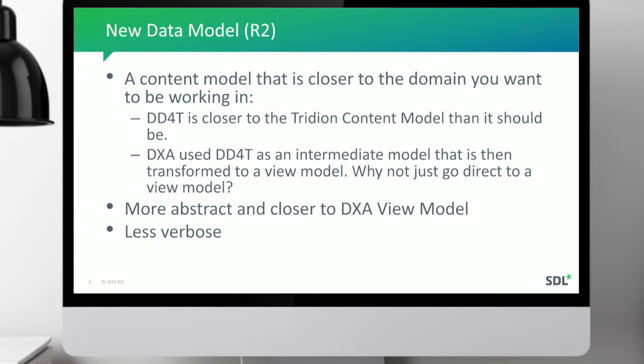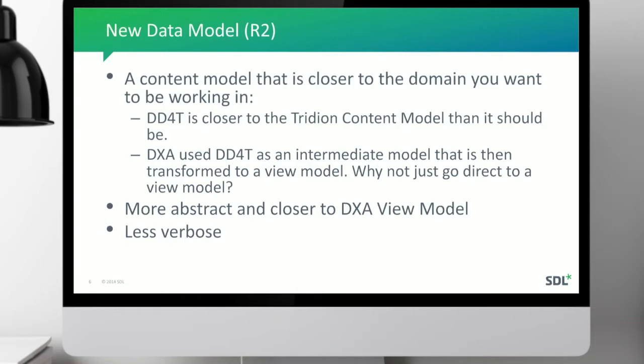Yeah, so the actual content model I will show you tomorrow, the view model and the JSON that's created, but it's more like what you'd expect. Whereas in DXA you have regions and so on, it's more model view controller like. And it's a bit more abstract and less verbose.